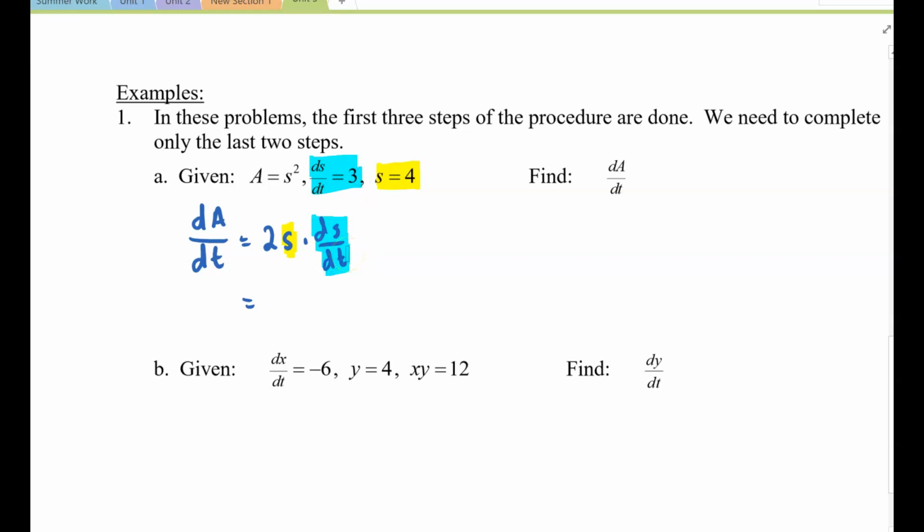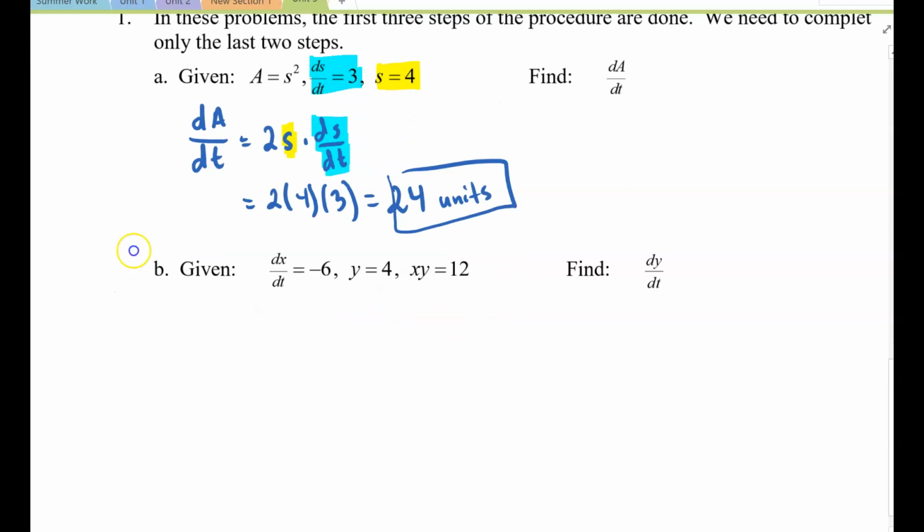So here, this is dA/dt, but I just have to do some simple substitution. So 2 times 4 times 3, and that gives us 8 times 3, which is 24. Okay, so dA/dt is 24. 24 what? We don't know. It's some type of units. We don't have context, but units are definitely important in these types of problems.